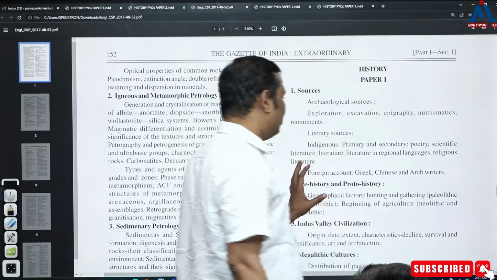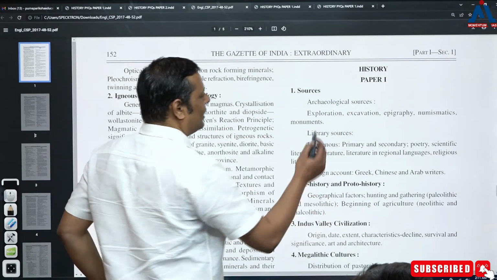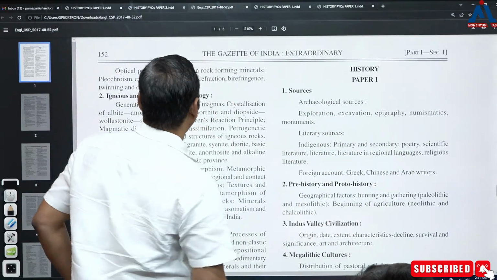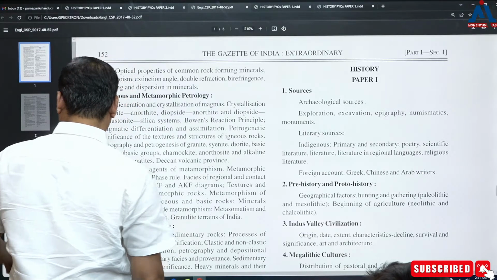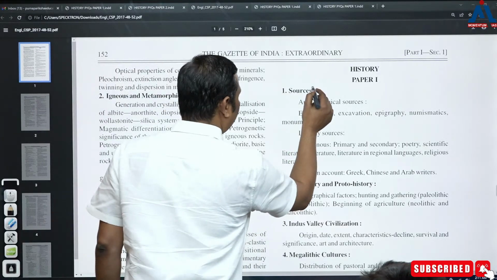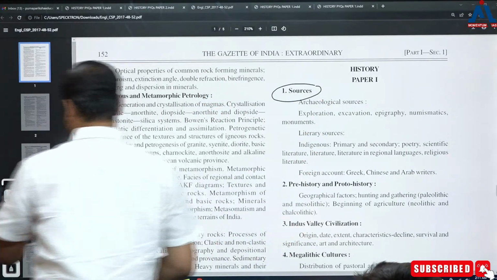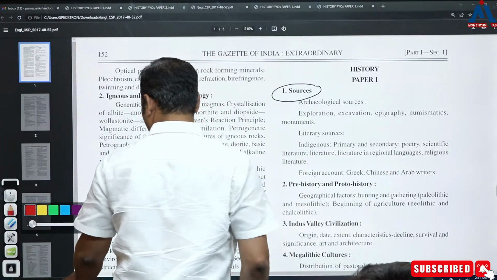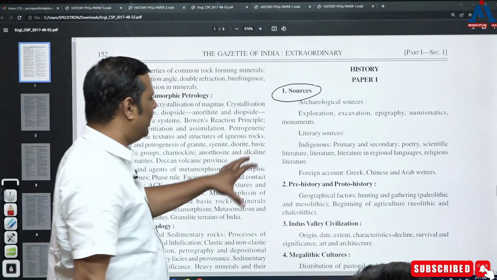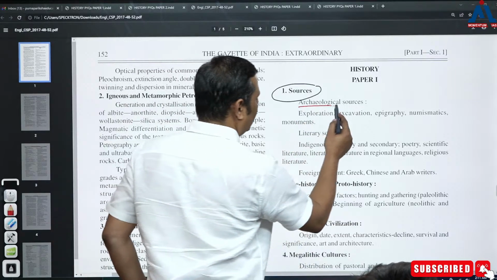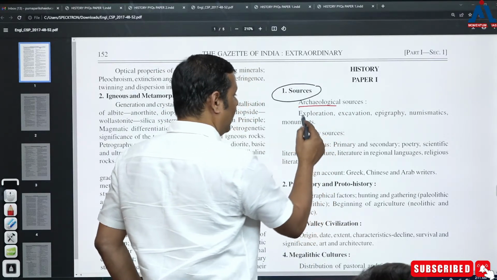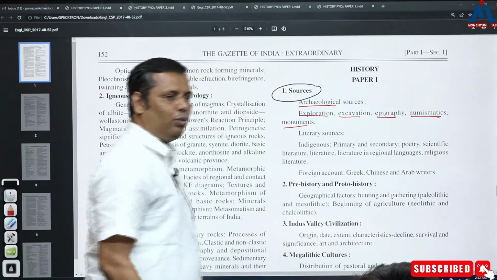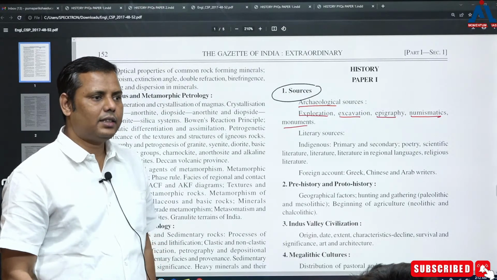But at the same time, you must note down one thing. Let's say if they needed to cover one topic, sources, they could have just written that you need to cover sources, okay, and it would be done. But instead of writing only sources, what are they writing? Archaeological sources, and within this archaeological sources, exploration, excavation, epigraphy, numismatics, monuments. Is there something left?